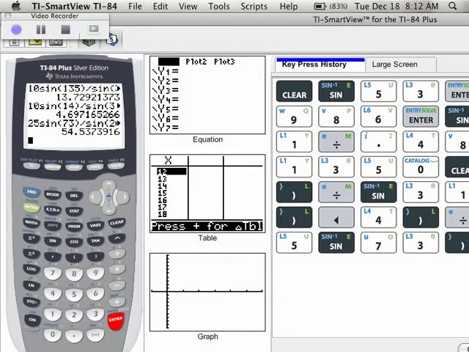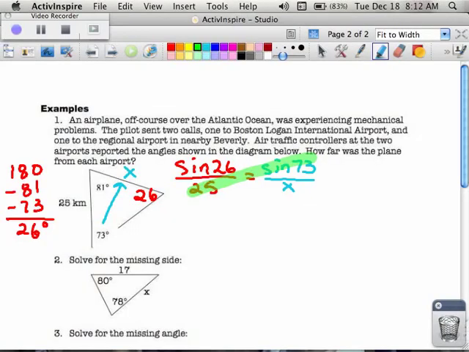Numbers right in a row, 54, 54. So I get x is equal to 54.54 kilometers. So that's one side done. We already have the other last angle done. We only have one more side to go.